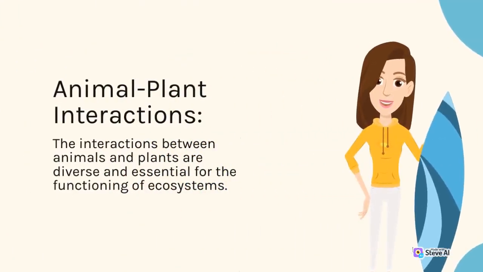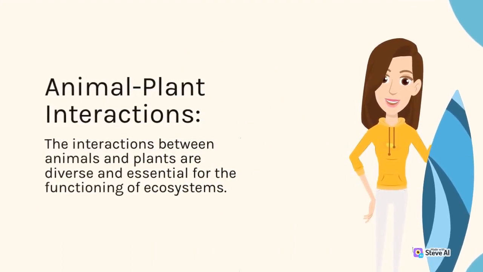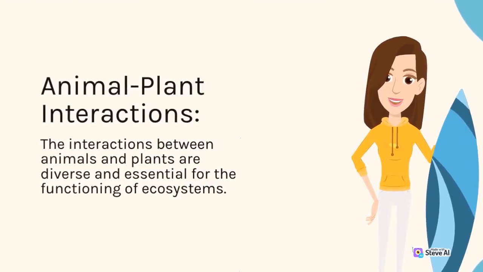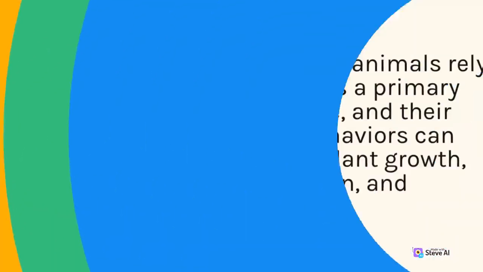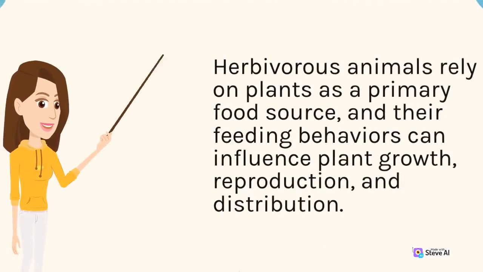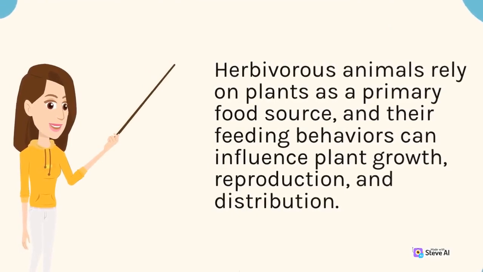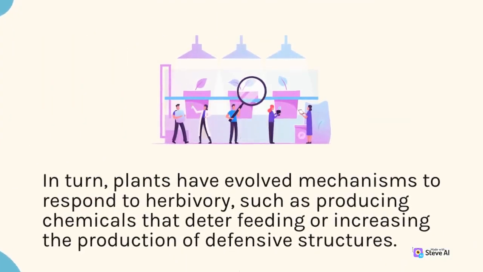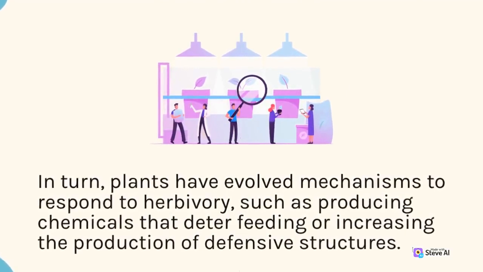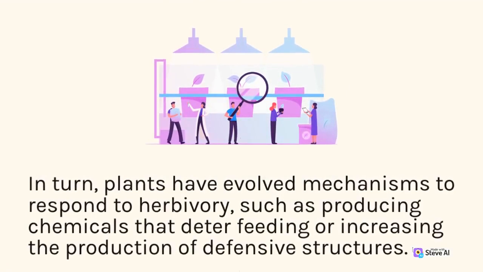Animal-plant interactions. The interactions between animals and plants are diverse and essential for the functioning of ecosystems. Herbivorous animals rely on plants as a primary food source, and their feeding behaviors can influence plant growth, reproduction, and distribution. In turn, plants have evolved mechanisms to respond to herbivory, such as producing chemicals that deter feeding or increasing the production of defensive structures.